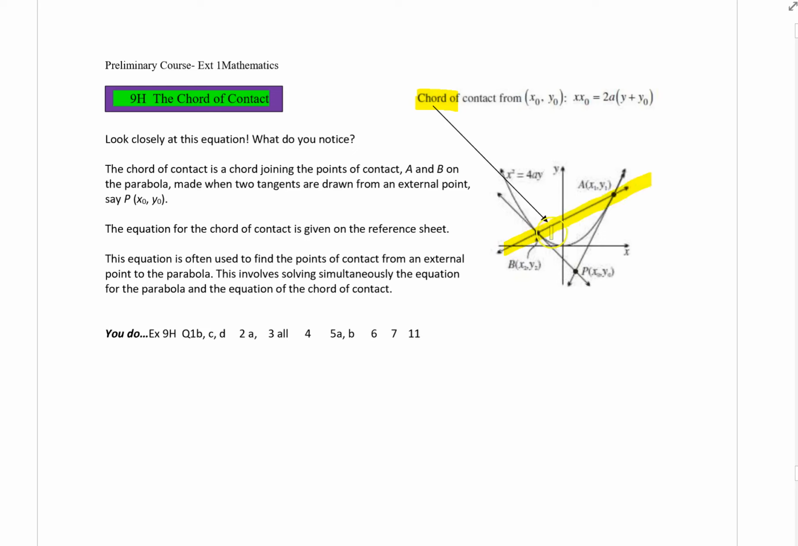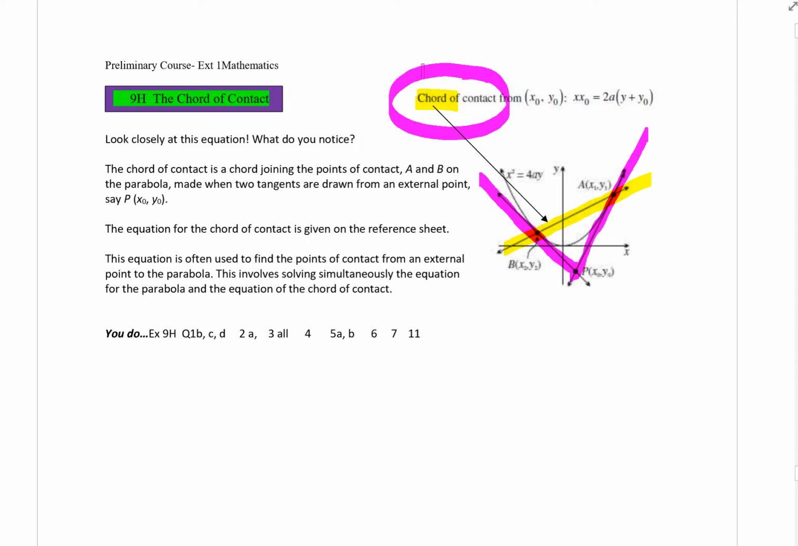It's created when tangents from an external point are drawn to the parabola. So there's one and there's the other one. And the points of contact from those tangents is joined. That's how you create this chord of contact.